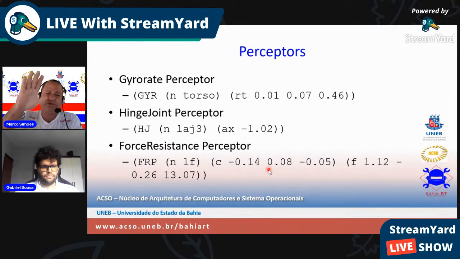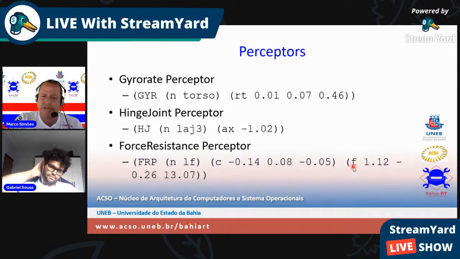For example, when you have one foot on the floor and the other, for example, you are performing a kick, is not on the floor, the foot that is on the floor will receive many forces applied, the normal force from the floor being applied in the foot. And this point C is the average of all points which are receiving force at that moment. And the F is the intensity of these forces, the amount of force in the three-dimensional space.